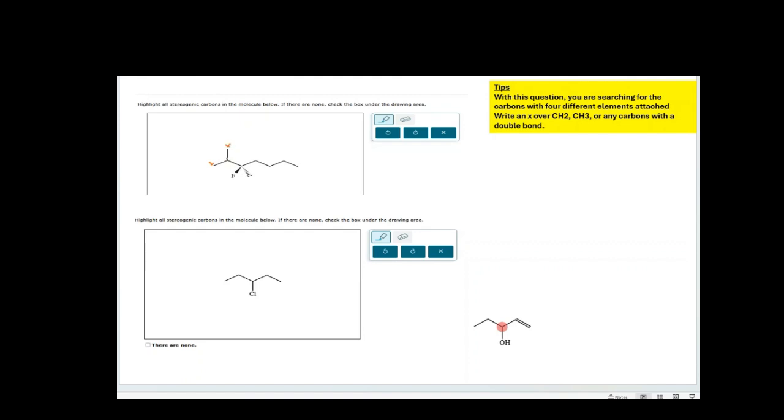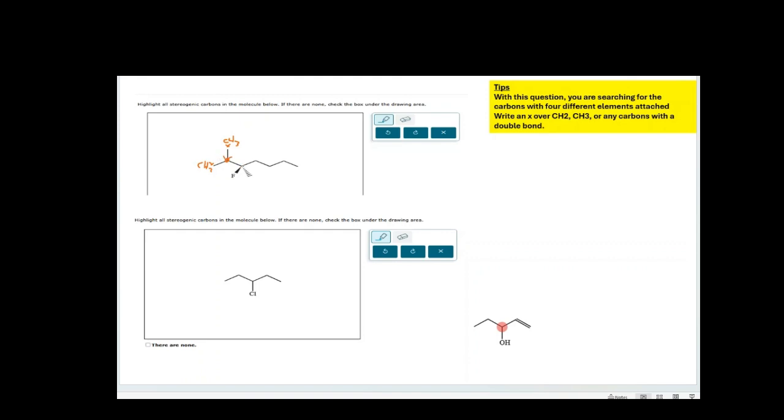And then I'll look at this carbon here. I'll circle it just for the image's sake. And because I have a CH3 right here and another CH3 right here, I'll go ahead and eliminate that. So I know that I won't highlight that carbon. Next up, I'll move to this carbon right here.